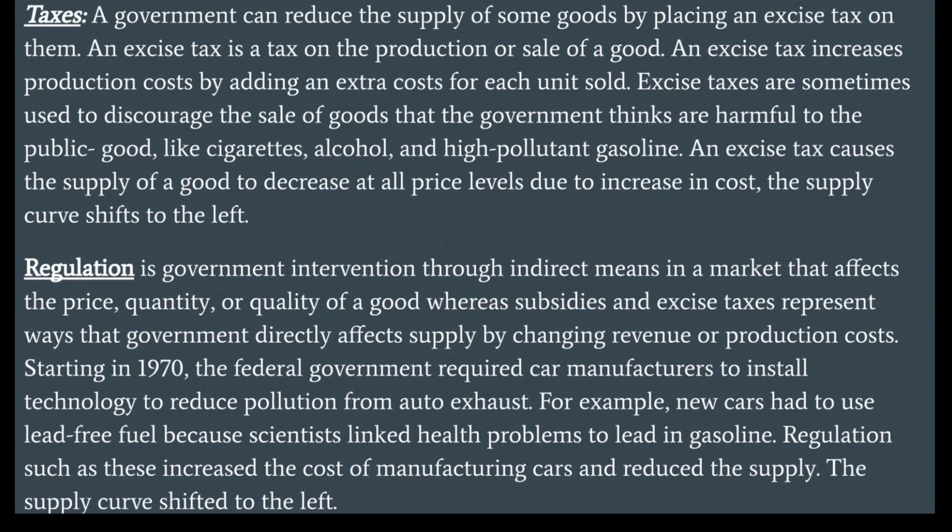Regulation. Regulation is government intervention through indirect means in a market that affects price, quantity, or quality of a good, whereas subsidies and excise taxes represent ways that government directly affects supply by changing revenue or production costs. Starting in 1970, the federal government required car manufacturers to install technology to reduce pollution from auto exhaust. For example, new cars had to use lead-free fuel because scientists linked health problems to lead in gasoline. Regulations such as these increase the cost of manufacturing cars and reduce the supply. The supply curve shifted to the left.